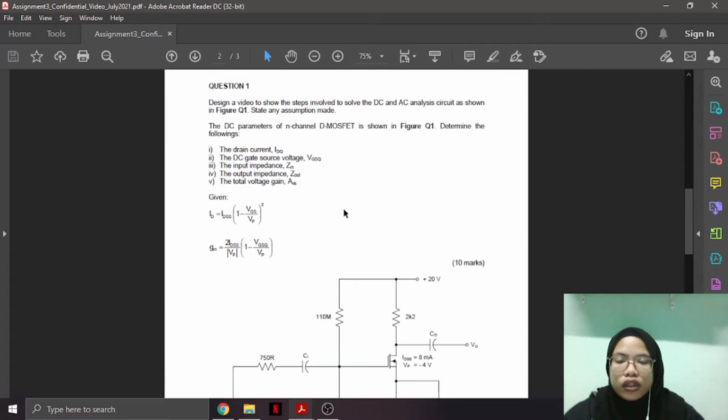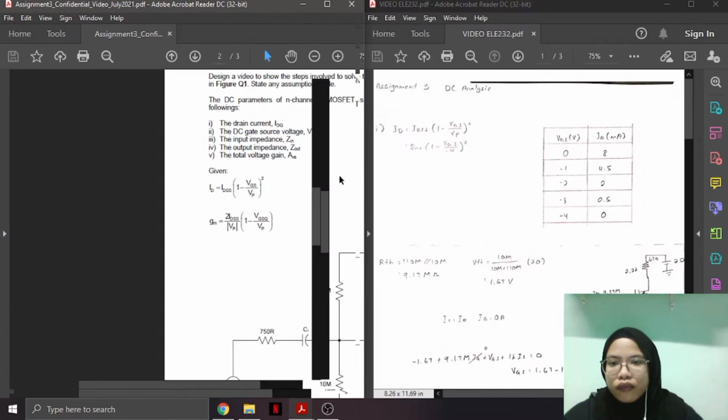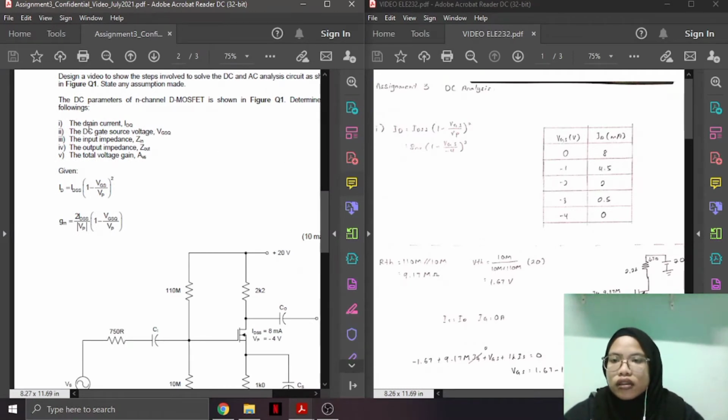Okay, for this question, I have to solve from two analyses, that is DC analysis and also AC analysis. For the DC analysis, I have to solve two problems, the first one and the second one. For the second one, the question is to find the drain current IDQ and also the DC gate source voltage VGSQ. For these two questions, we use the DC analysis.